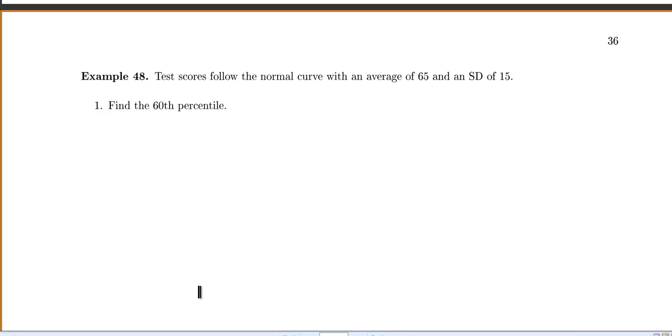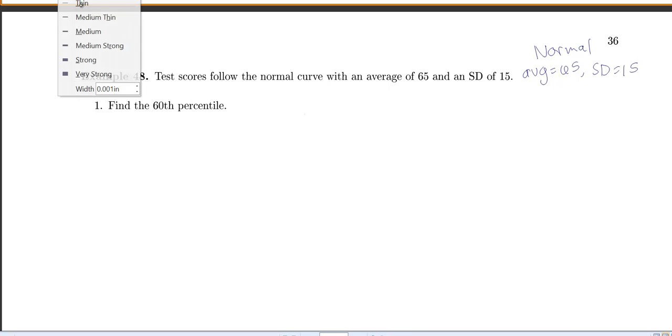Example 48. Test scores follow the normal curve with an average of 65 and a standard deviation of 15. And it tells us that it follows the normal curve, so we can use the normal table to do everything. Number 1. Find the 60th percentile.